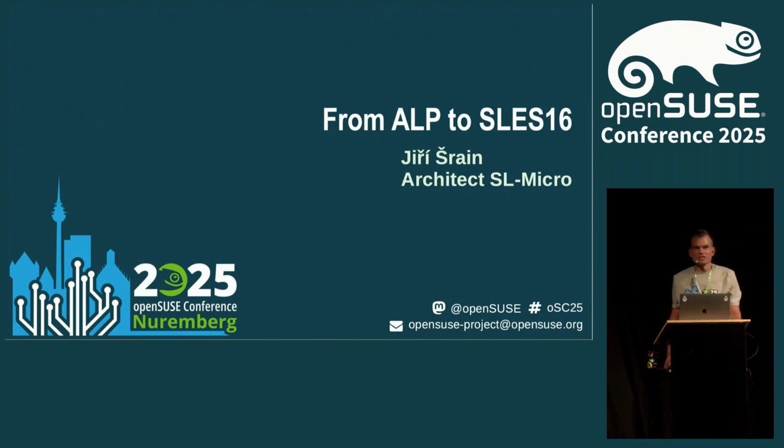My name is jsrain. I'm working at SUSE in the Czech Republic. My current main role is the architect of the product SUSE Linux Micro, which is serving as base for Leap Micro. And I would like to talk about how we developed from what we used to call ALP, Adaptive Linux Platform, among other names it had in the past, to SLES 16.